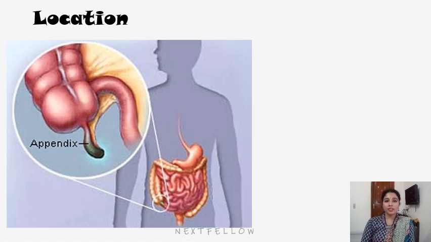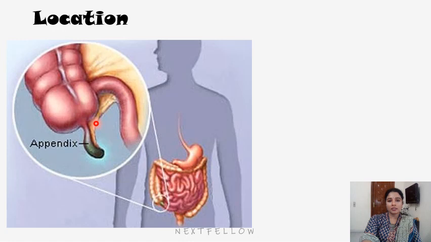The appendix is an intraperitoneal organ which is covered by a fold of peritoneum called mesoappendix, and it is the narrow muscular tube which is attached to the posteromedial surface of cecum. Appendix is located approximately 2.5 centimeters below the ileocecal junction. So this is the ileum, this is ileocecal junction. So 2.5 centimeters below the ileocecal junction is the location of attachment of appendix.